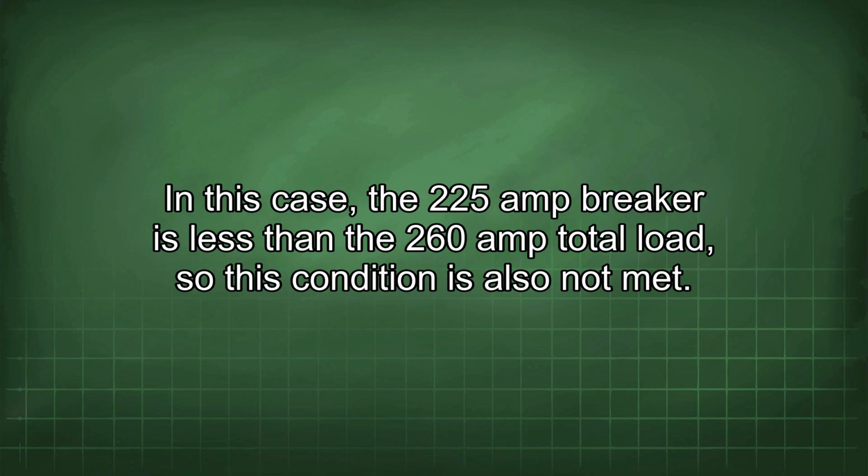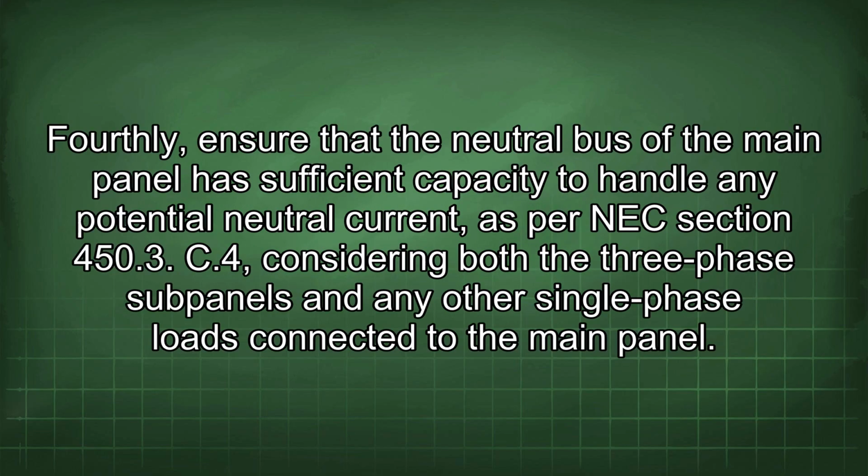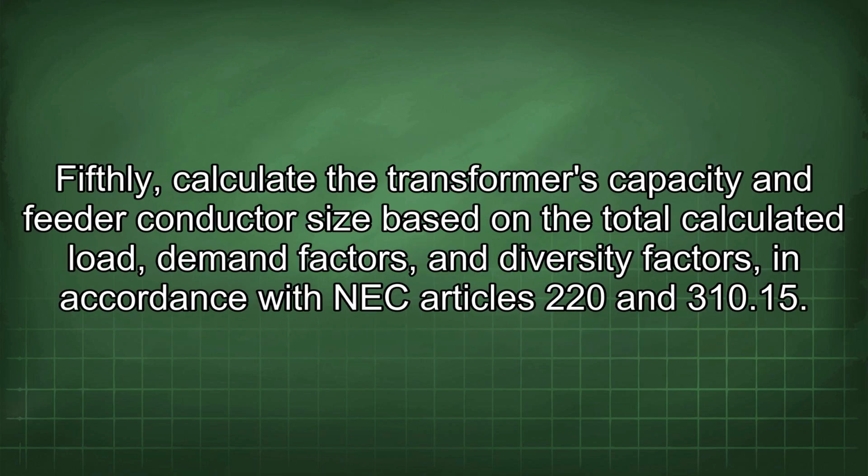not met. Fourthly, ensure that the neutral bus of the main panel has sufficient capacity to handle any potential neutral current, as per NEC section 450.3 C4, considering both the three-phase subpanels and any other single-phase loads connected to the main panel. Fifthly, calculate the transformer's capacity and feeder conductor size based on the total calculated load, demand factors, and diversity factors, in accordance with NEC Articles 220 and 310.15.